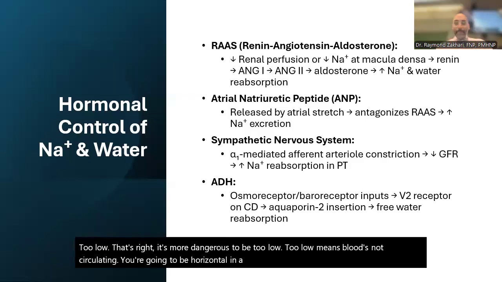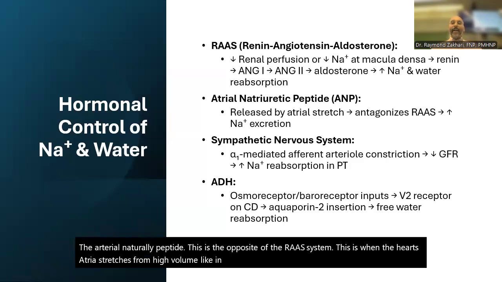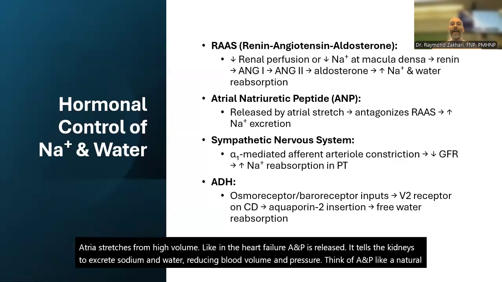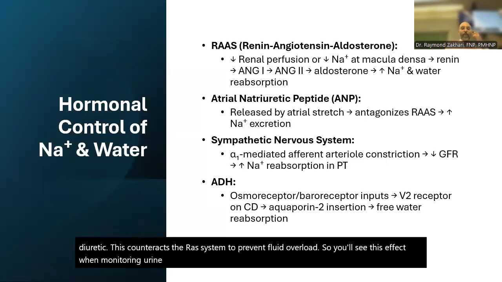Okay. The atrial natriuretic peptide. This is the opposite of the RAAS system. This is when the heart's atria stretch from high volume, like in heart failure. ANP is released. It tells the kidneys to excrete sodium and water, reducing blood volume and pressure. Think of ANP like a natural diuretic. This counteracts the RAS system to prevent fluid overload. So you'll see this effect when monitoring urine output and fluid volume overload.